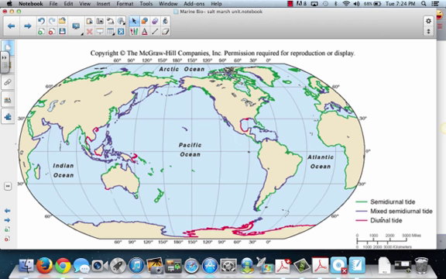Going back to the chart, you can see them on different coasts. The Pacific coast has a lot of the mixed semidiurnals, whereas our coast, the Atlantic coast, has more of a semidiurnal. We are definitely a semidiurnal tide area.